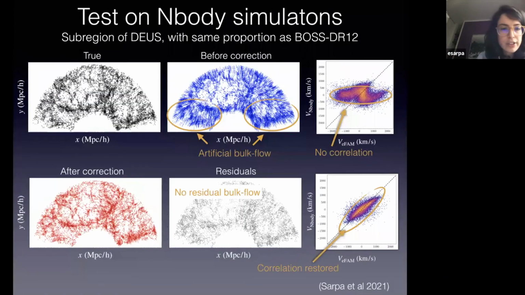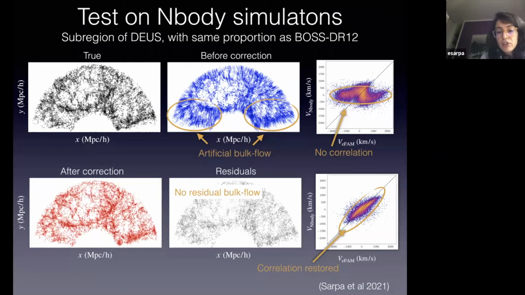This is another way of seeing the value of the correction. Instead of using a random field, we actually use the observed distribution of matter. And again, before reconstruction, you can see in the top central panel the effect of this bulk flow. And then if you compare point to point the N-body velocities, so the simulated velocities, with the reconstructed eFAM velocities, we see that we have no correlation. So we cannot say that we had a good reconstruction of the velocity field.